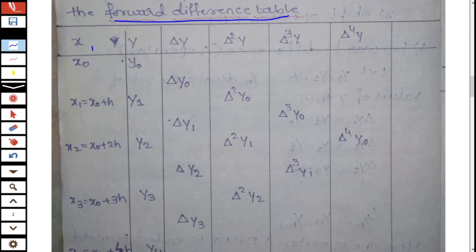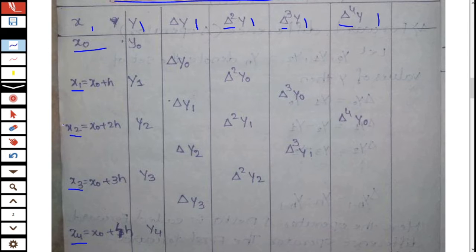This is the x column, and this is the y column. The first forward difference is delta y, then delta square y, delta cube y, and delta raised to 4 y. That means the first, second, third, and fourth difference values. The first value is x0, then x1, x2, and x3. If we continue, that is x4. These are the given values.